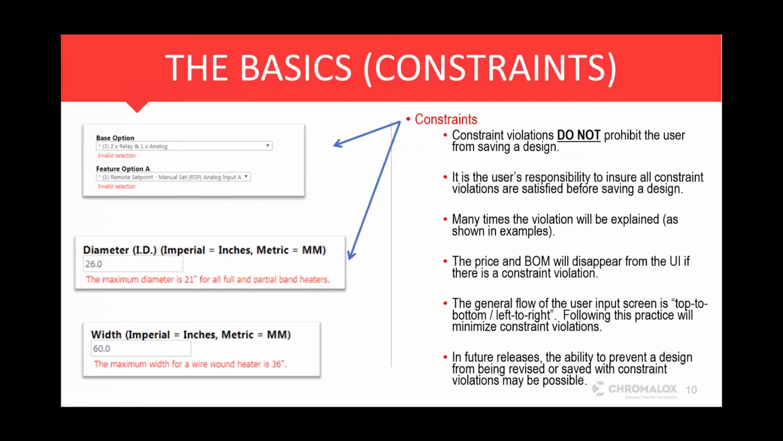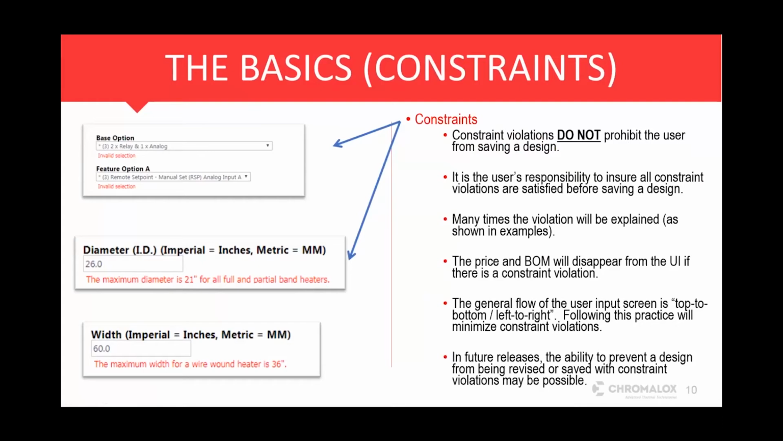So with constraints, there were constraints. They were called EC rules and compatibility rules in the old configurator. And here they're called constraints, basically the same thing. But there's something very important to remember: constraint violations do not prohibit the user from saving a design.